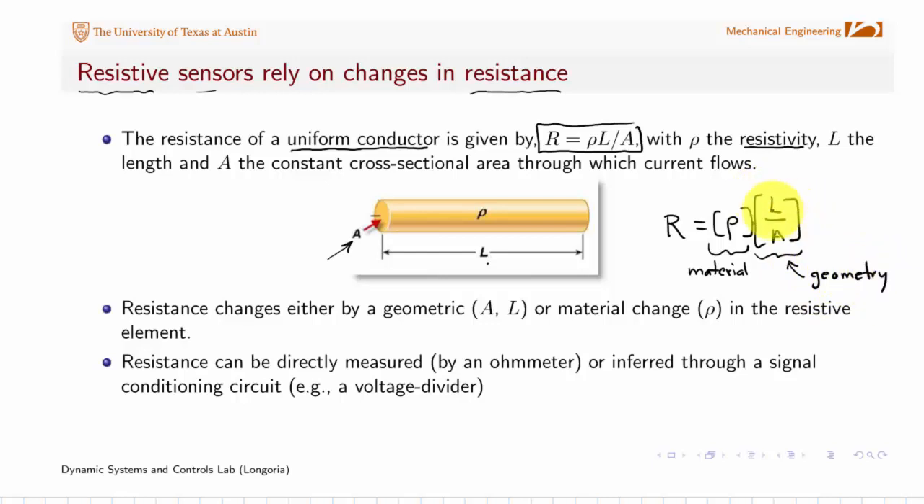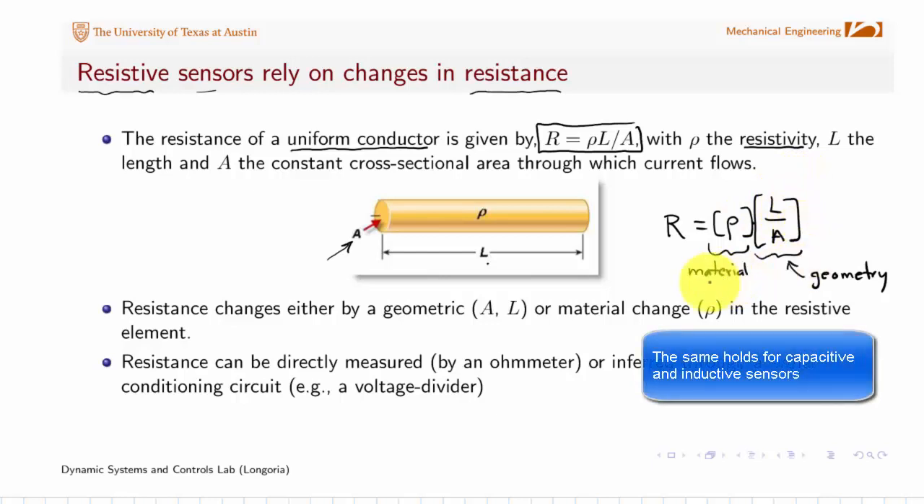If you can take advantage of changes in either material or geometry, then you can form a sensor, because it'll cause a change in resistance, and then all you need is a circuit that can pick up that change in resistance, and then you can measure any of these quantities: either length, area, or resistivity. And that's basically what I'm saying there.